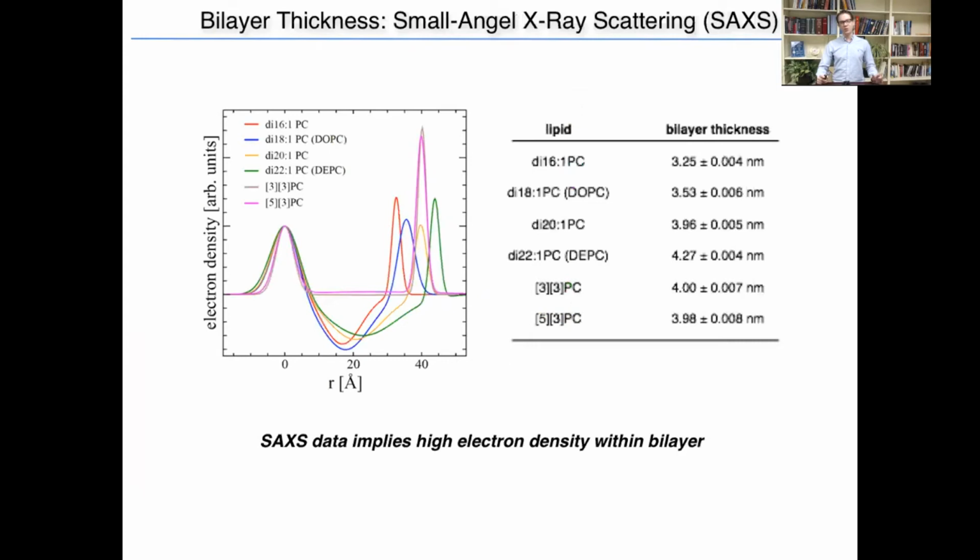Okay, we've measured bilayer thickness using standard small angle X-ray scattering up at the Stanford Linear Accelerator. And what I hope that you can take from this, so the two peaks, right?